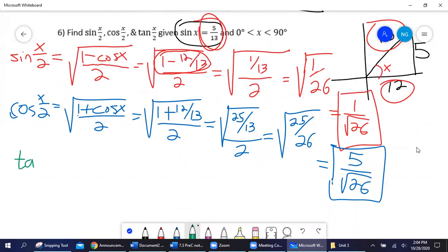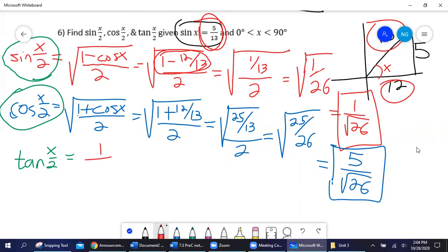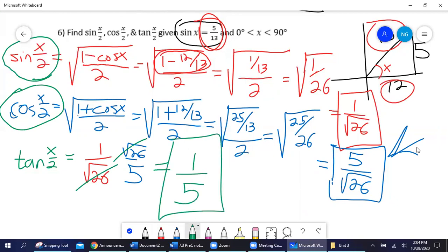For tangent, remember, you can use the formula, but I've already figured out the sine of x over 2 and the cosine of x over 2. So the tangent is just the sine over the cosine. So that would be 1 over root 26. If I'm dividing by that, I'm multiplying by root 26 over 5. Root 26 is canceled. The tangent must be 1/5.